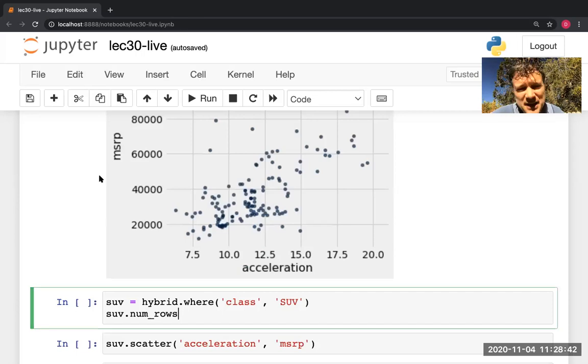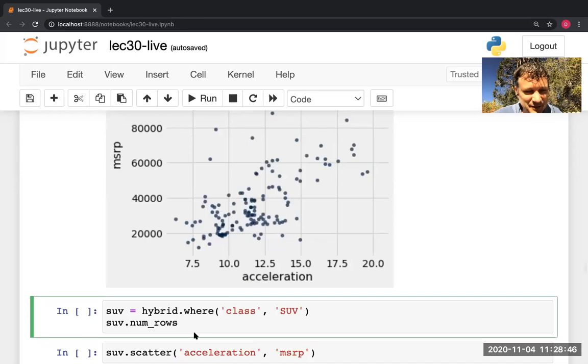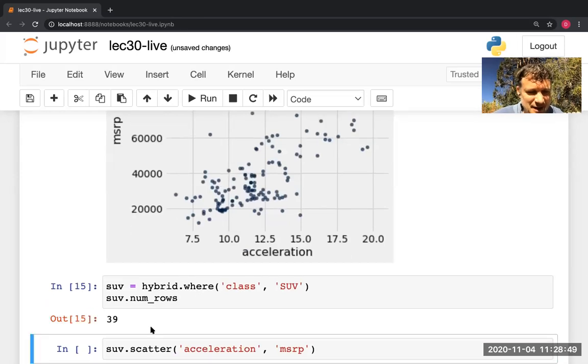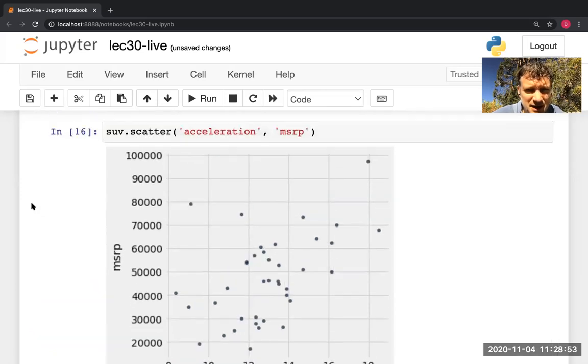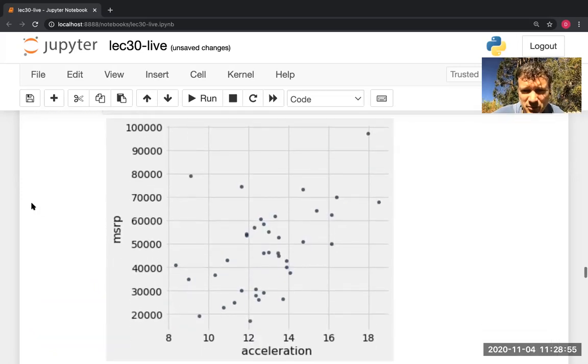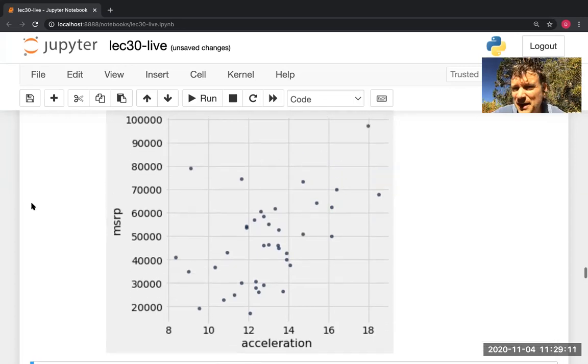All right, and maybe part of what's going on here is SUVs, right? SUVs are particularly expensive. So let's focus in on SUVs, and there's 39 SUVs in here, and we could look just for the subset of SUVs at the relationship between acceleration and price. Now, if I look at that, it's a little less clear. I'm thinking maybe there's still some kind of a linear association here, but I'm not entirely sure. It's a little hard to tell visually looking at it. So sometimes it can be a little hard to tell just by visualizing.